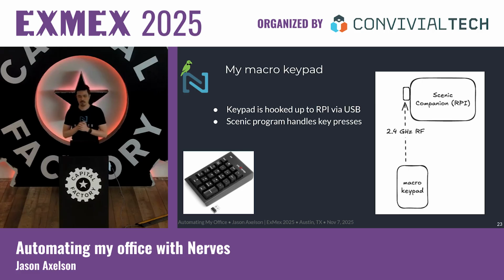The way it is hooked up is really nice and simple. It has a little 2.4 gigahertz USB dongle, similar to a Logitech mouse or keyboard, and that just hooks right up into the USB port of the Raspberry Pi.